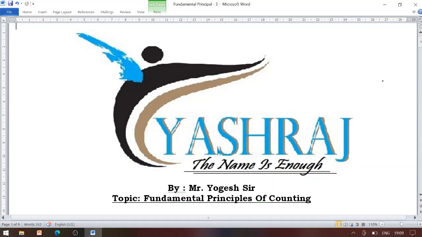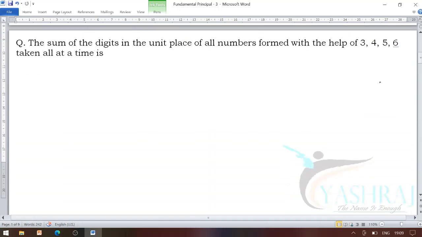In this lecture, we are going to discuss a few more problems that depend upon the fundamental principle of counting and permutation. So here is your first problem. The sum of the digits in the unit place of all numbers formed with the help of 3, 4, 5, 6 taken all at a time is.